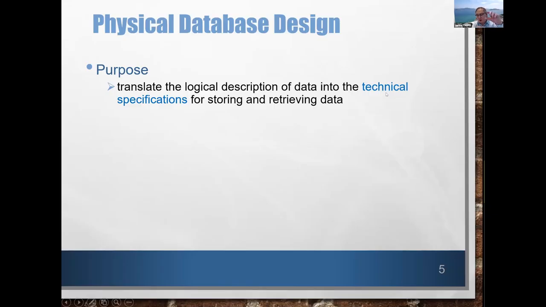Now, this part is actually combined together with the logical design when you use a CASE tool. Usually, besides drawing your ER diagram, you need to specify for every attribute what the data type is, how you're going to store it, the meaning of it, and so on. So in a way, you've already been doing physical design when you're drawing your ER diagram.